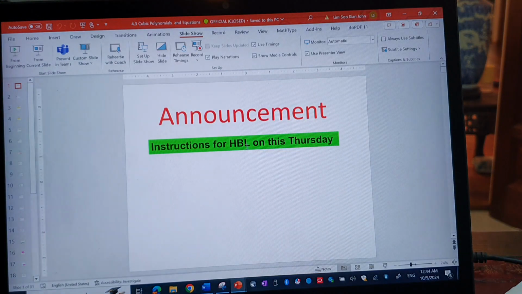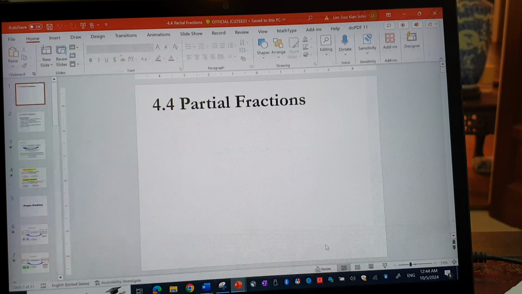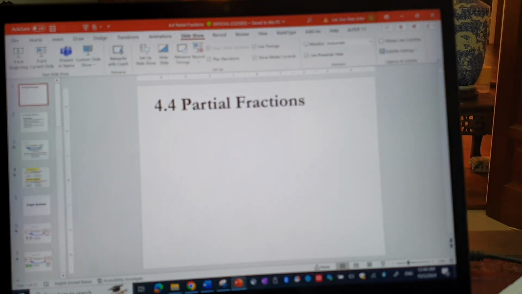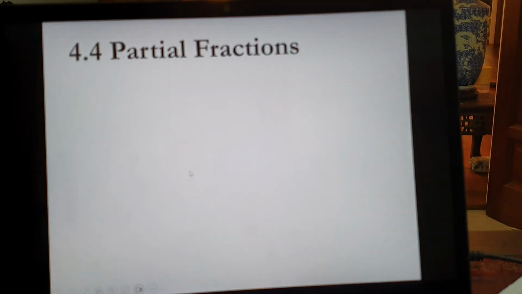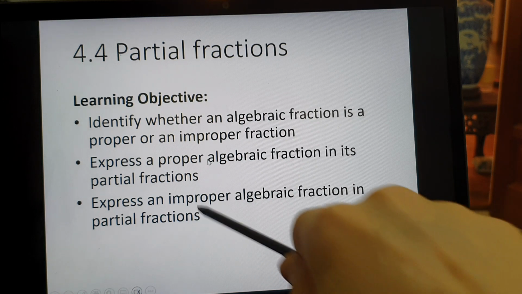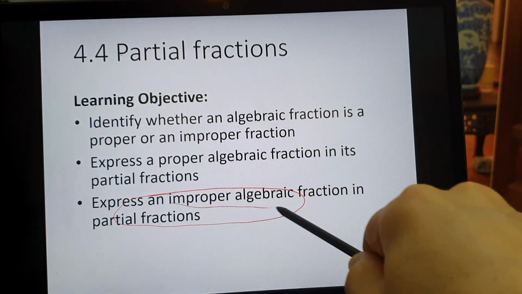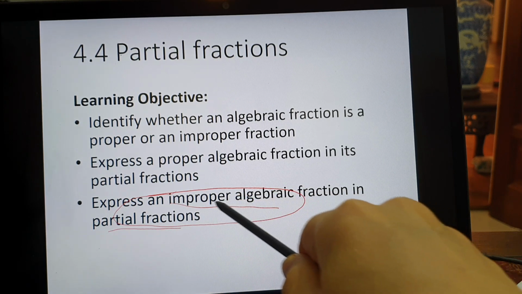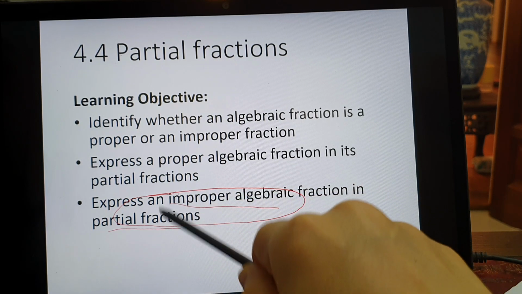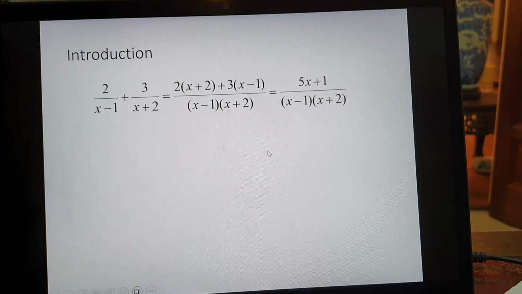I'm going to do one last one now, which is partial fractions, and that's it for this particular video. Okay, partial fractions, these are the objectives. Whenever you can do long division, you do long division, because when you can do long division, that means it's improper. When you cannot, that means it's a proper fraction. What do I mean? Let's take a look.